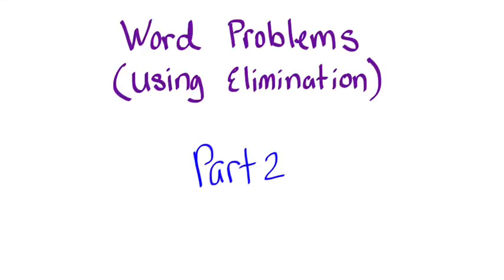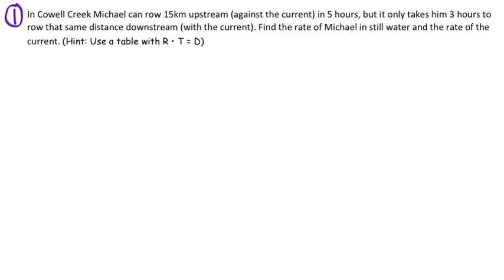Okay, here we go. Heading a couple weeks into finals week, and we are going to talk about word problems using elimination, part 2. So now we're really talking about mixture and rate problems. The first sample that we're going to do together is called a rate problem. And to do this, we use the rate times time equals distance formula.